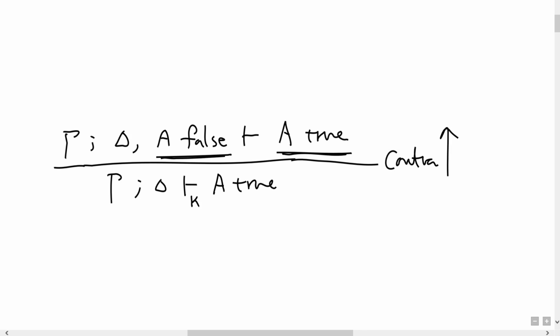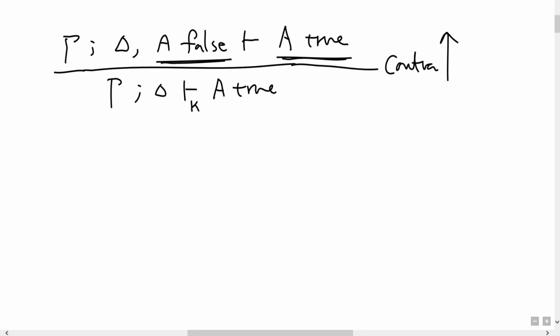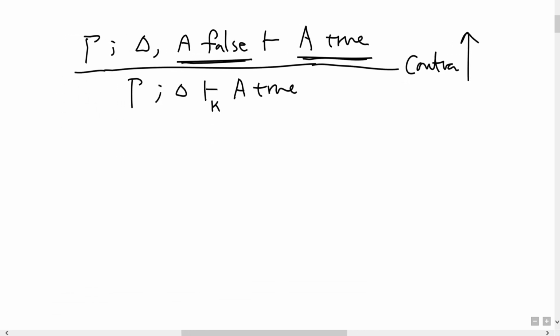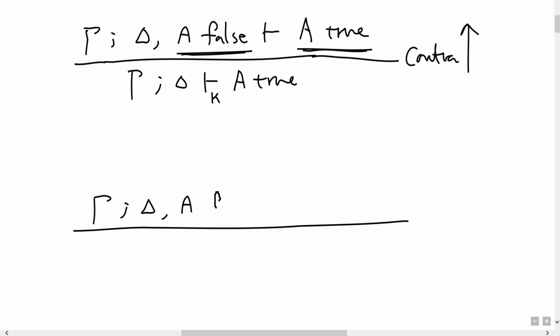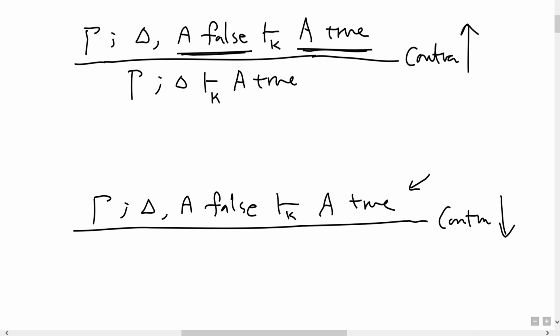contra-up rule. And there is another rule which is best read in the top-down way. So this time we start with an assumption of A false and a proof of A true. So if you read this rule top down, you have already generated the contradiction.